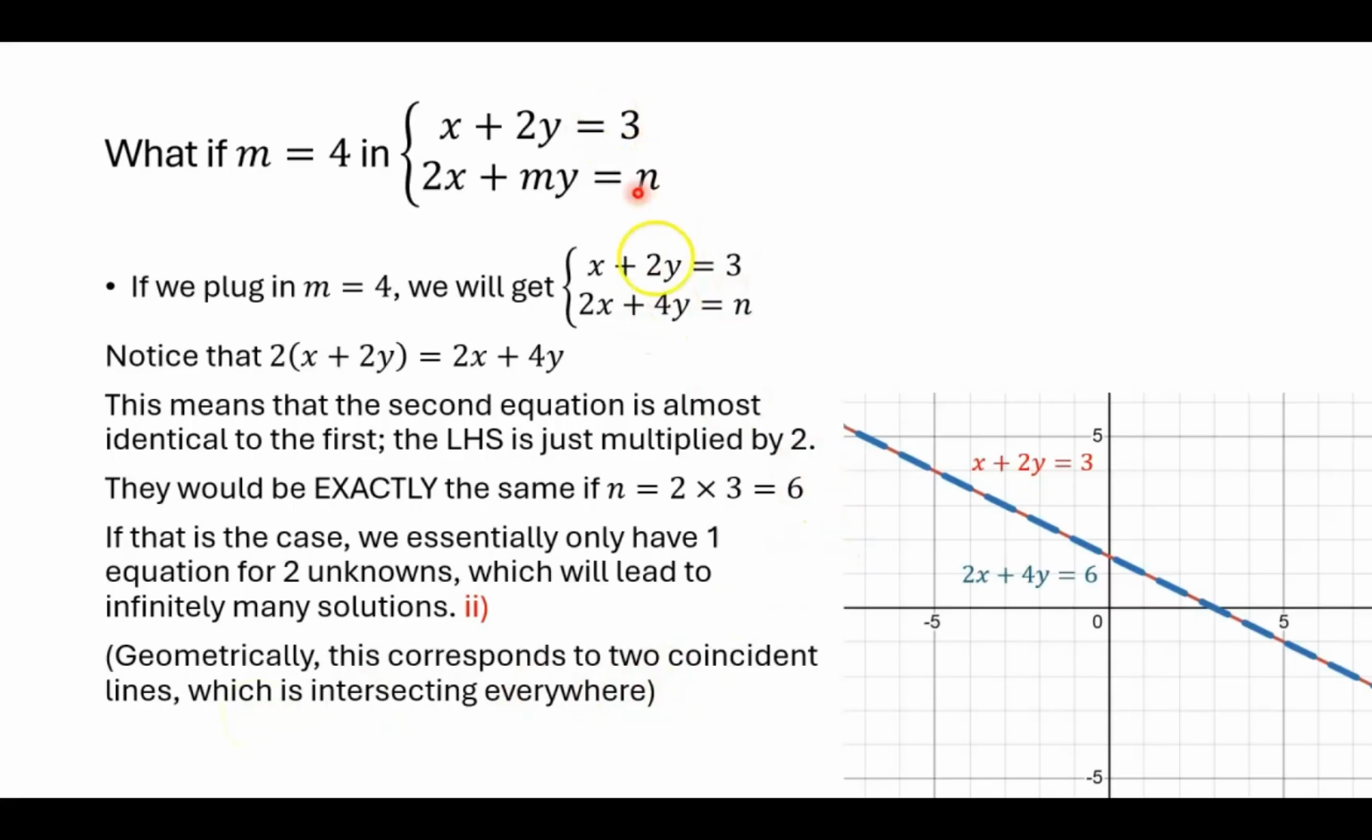So if you graph these two equations, you will get x plus 2y equals 3 here, the red one, the solid line. And the 2x plus 4y equals 6 is this dashed blue line. They are actually the same line. So we can have infinitely many x and y that lie on this line and satisfy the system.